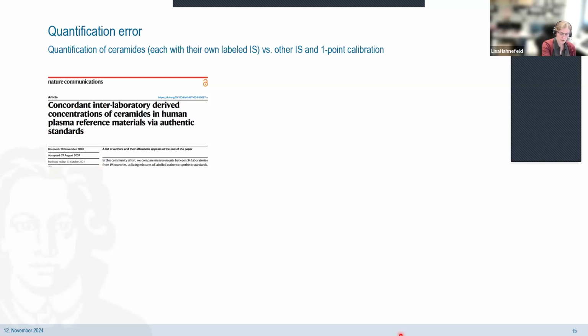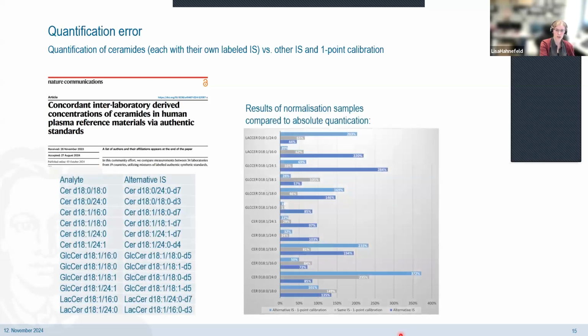And they also compared how the results would change if they used a different internal standard than the directly labeled standard. So I tried to recreate this for a little bit more compounds, the ceramides we have in our assay, each of which has its own labeled internal standard.